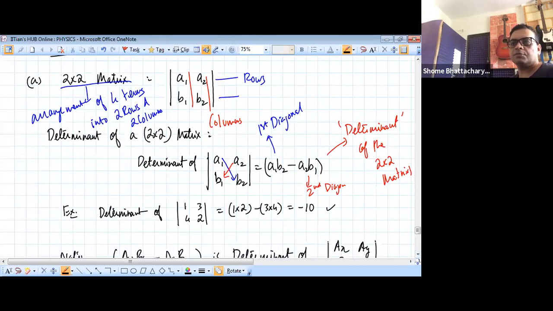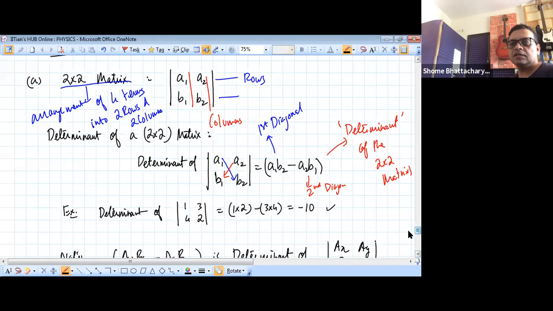For example, if I have the values of A1, A2, B1, B2, etc. over here as 1, 3, 4, and 2, then the determinant of this matrix will become this diagonal term, which is 1 into 2, minus this diagonal term, which is 3 into 4. So it will become 2 minus 12, so its value will become minus 10.